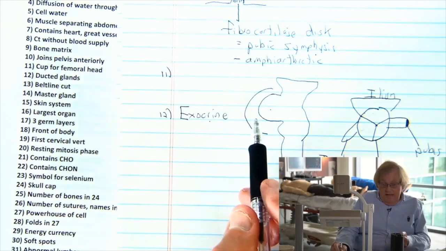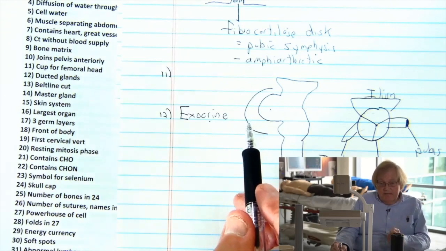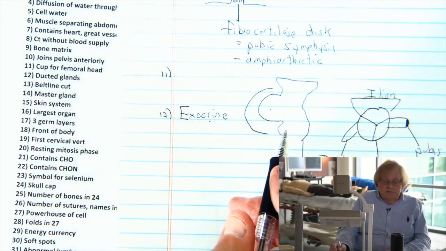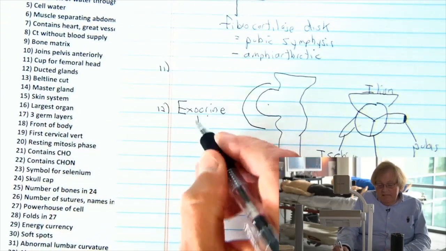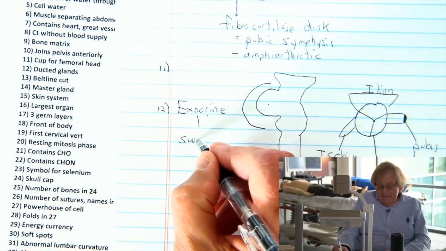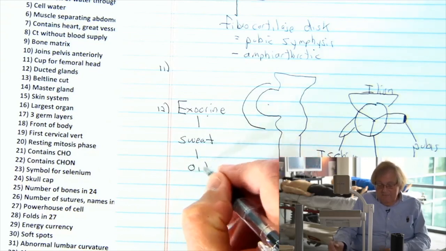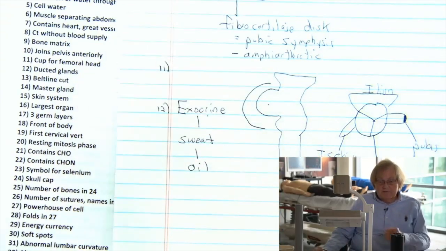So remember, exocrine is going to secrete directly into a tube, into a region. So a great example would be a sweat gland, or an oil gland. Any of those types of glands are exocrine.